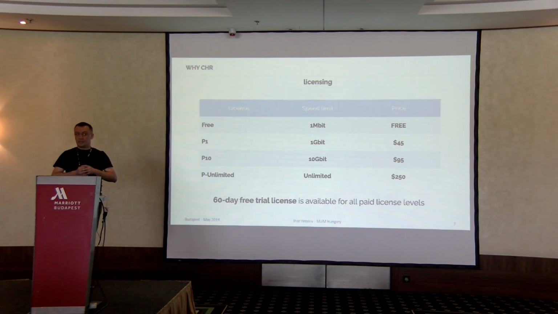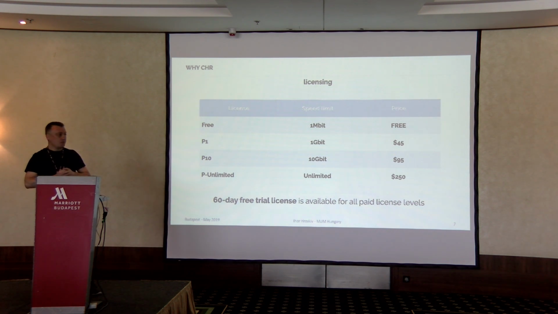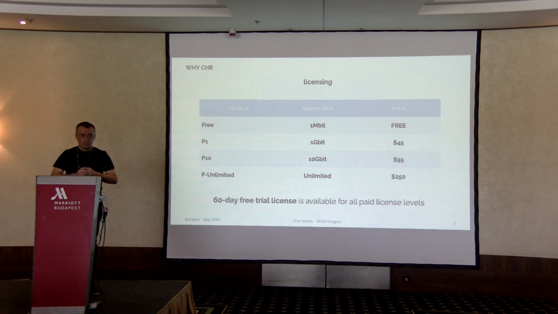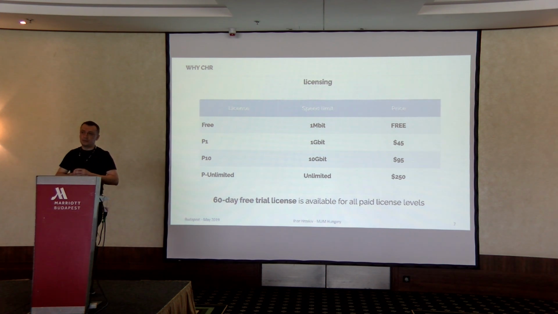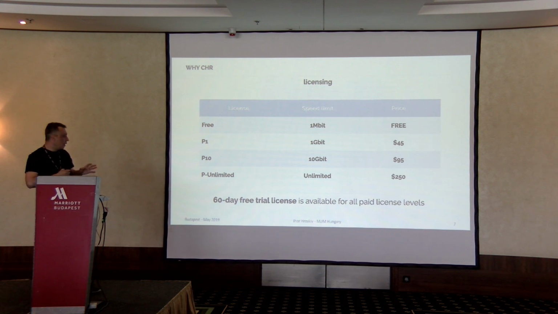What about licensing? License is very simple for CHR. You can use only for your personal purposes free license, which is enough to start the Dude for monitoring system. You can use license P1, which only limits us with the speed on our network ports to 1 gigabit per second. You can use P10, 10 gigabit, and P unlimited. It's unlimited on all of our interfaces.